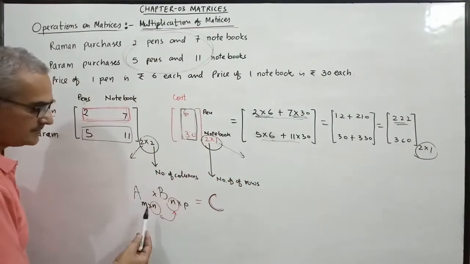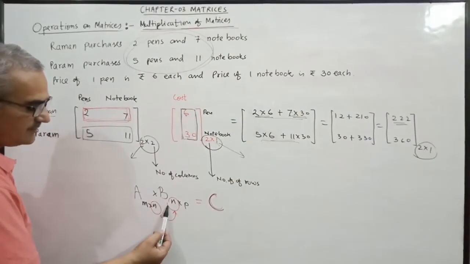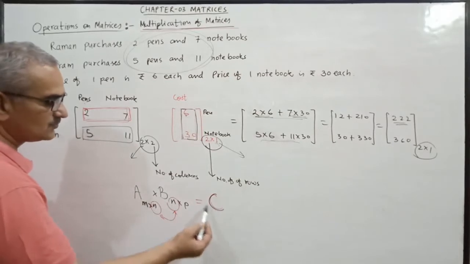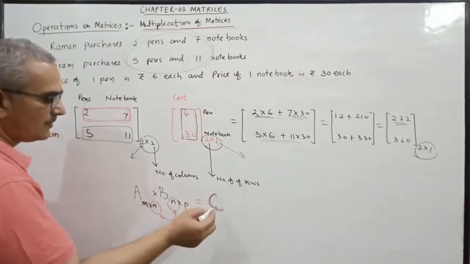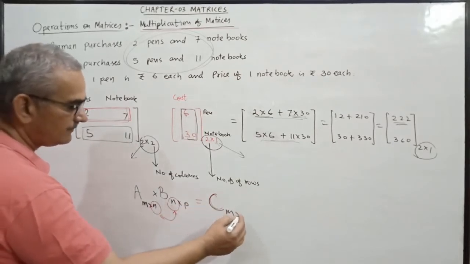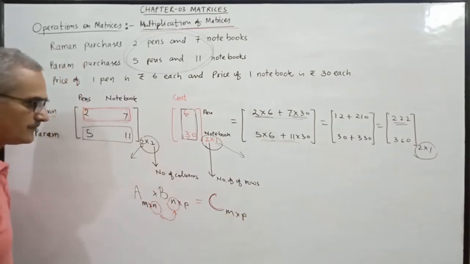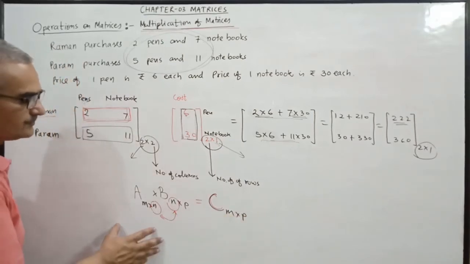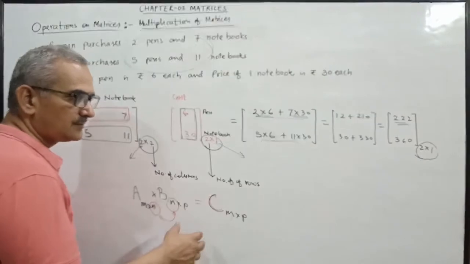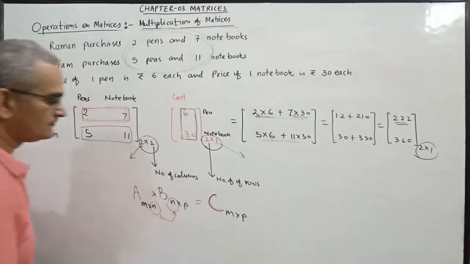Similarly here, matrix A multiplied by matrix B: the order of A is m by n, and of B is n by p. So the order of the matrix of their product will be m by p. Okay, I hope that this is clear to you. So we'll take one more question now.